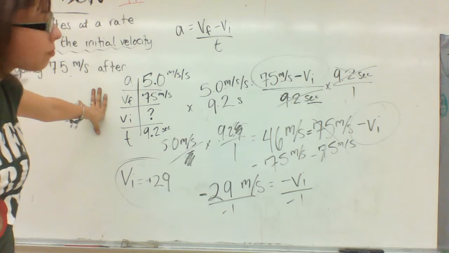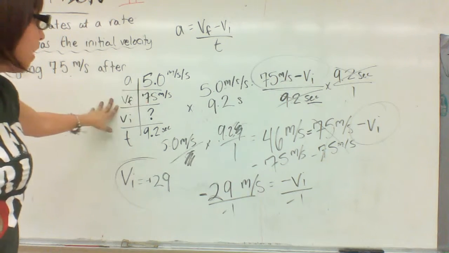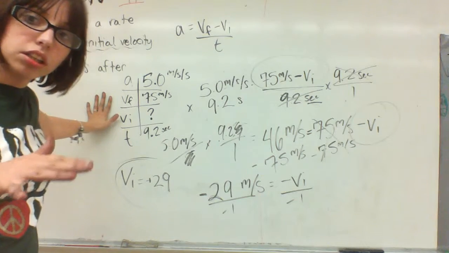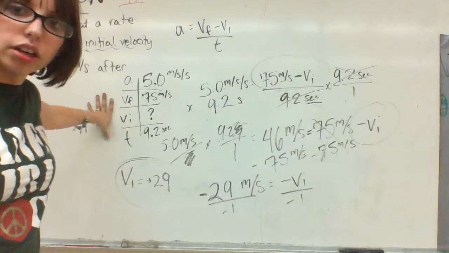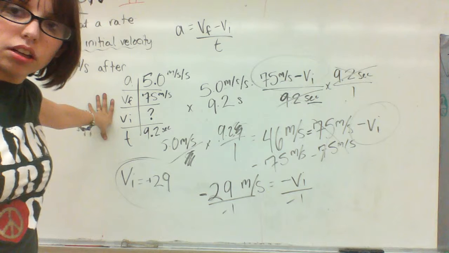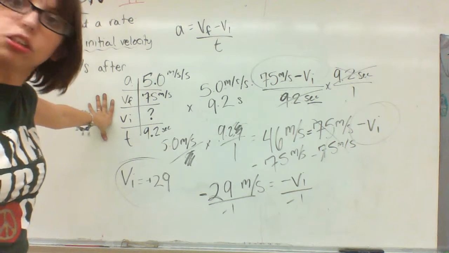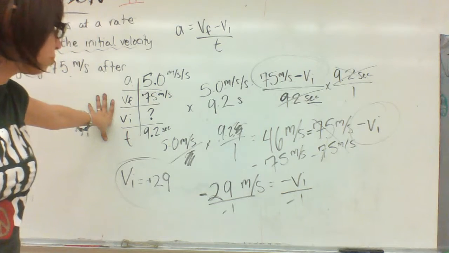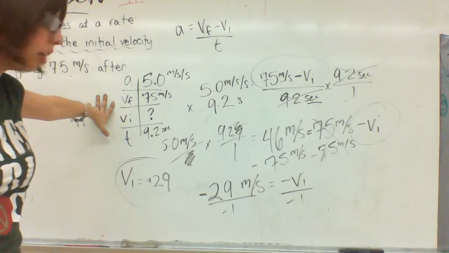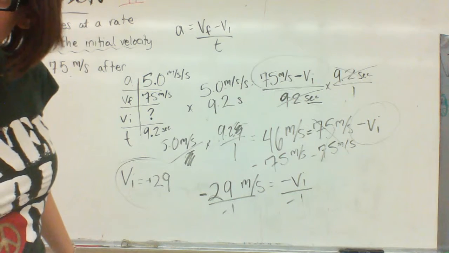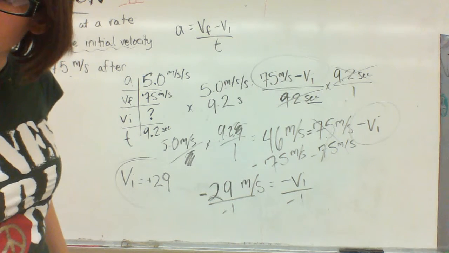Okay, well, I ended up at 75. I was traveling for, I'm going to say about, I'm going to round down because it's closer, about 9 seconds. That means I should have expected to get about 45 meters per second faster. 75 minus 29 is 46, a little, 46, 5 times 9, 45. Yeah.